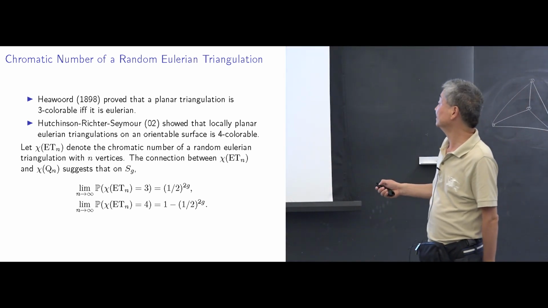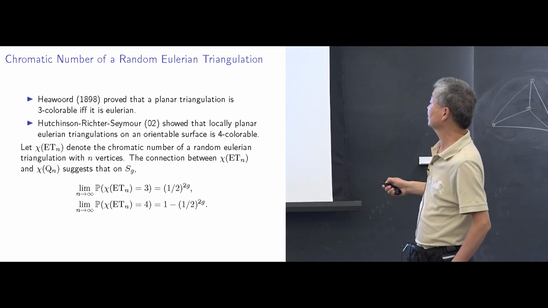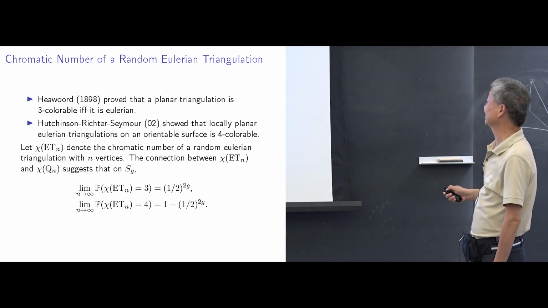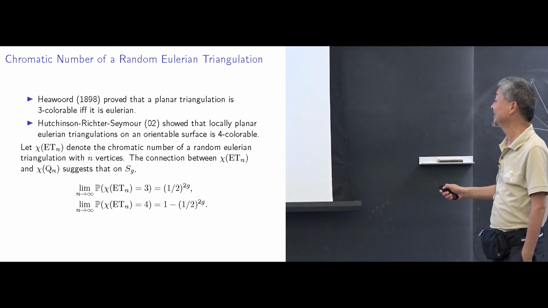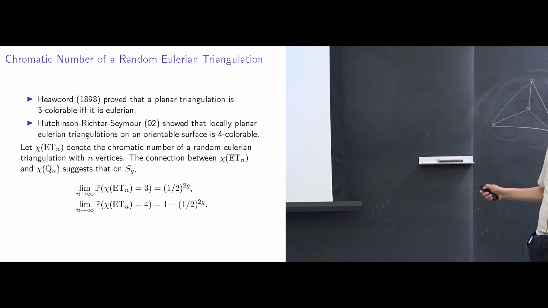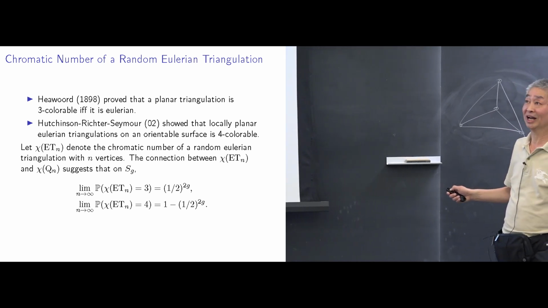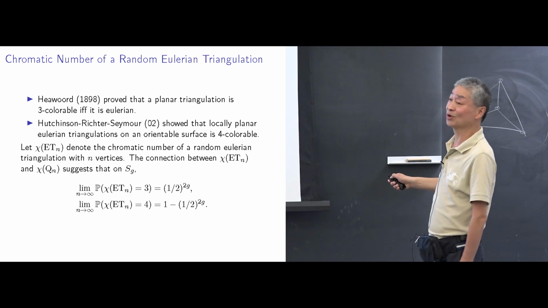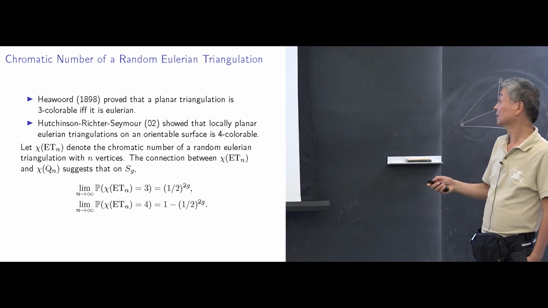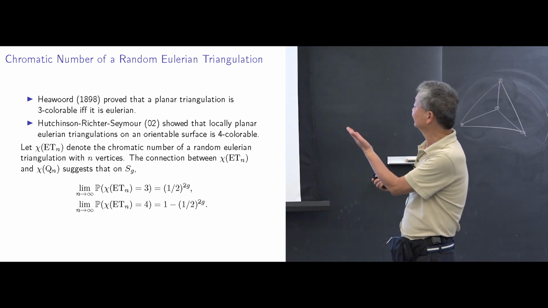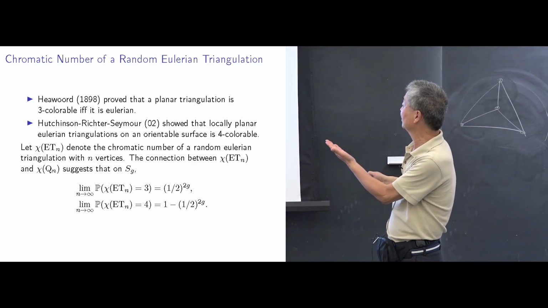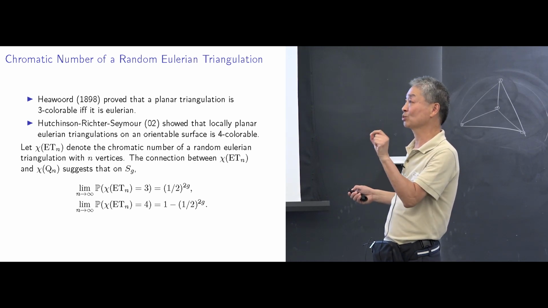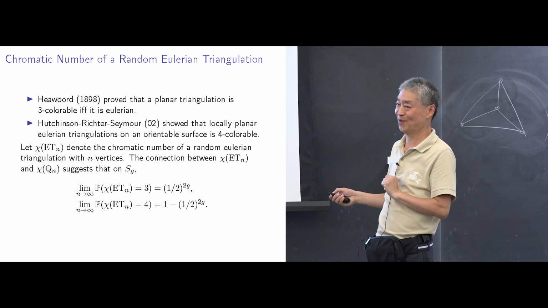And then in 2002, Hutchinson, Richter, again, Richter is a faculty member here, and Seymour, they showed that locally planar Eulerian triangulations are 4-colorable. Okay, so 1 less. In general, it requires 5 colors according to Thomassen's result, but if it's Eulerian, 4 colors. Now you can see how this is exactly 1 more than the chromatic number of locally planar quadrangulation. You subdivide each quadrangular face, basically you just increase the color by 1.